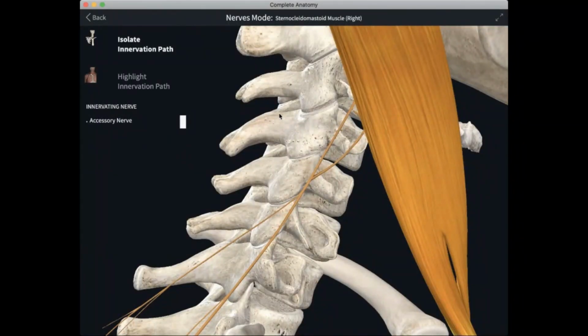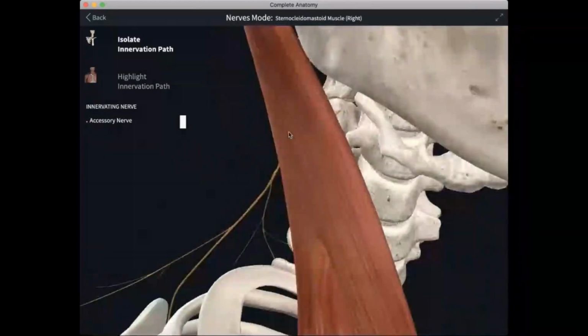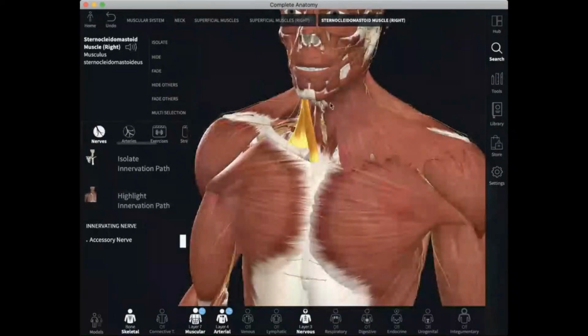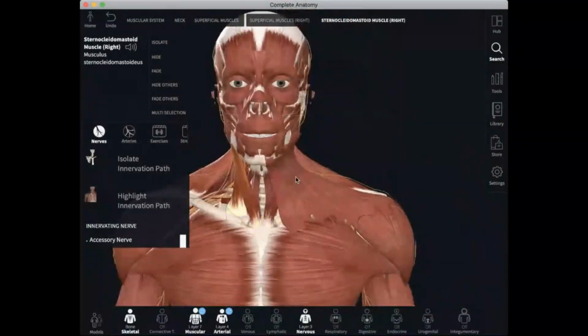Okay, next you have the hypoglossal nerve. The hypoglossal nerve, the 12th cranial nerve, is supplying the muscles of the tongue.